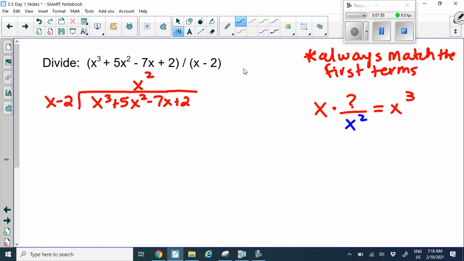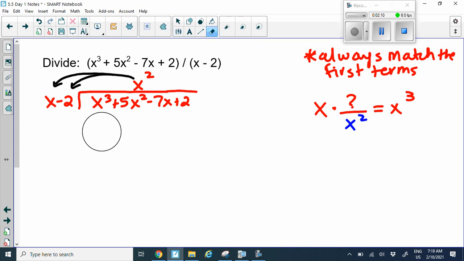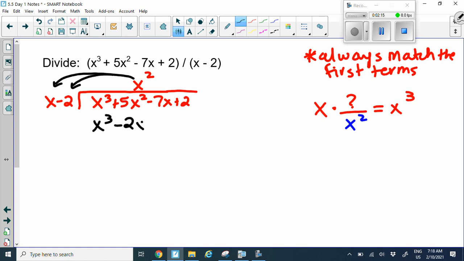Okay, so now I need to take my x squared. I am going to multiply by x, but I'm also going to multiply by the negative 2 because we have multiple terms here. So I get x cubed and then minus 2x squared. Now also notice where I put the x squared, above the other x squared. It's just great to know because once we actually finish this out and we're at the end here, then we know we're finished, okay? Okay, so now just like we did with the numbers, we are going to subtract.